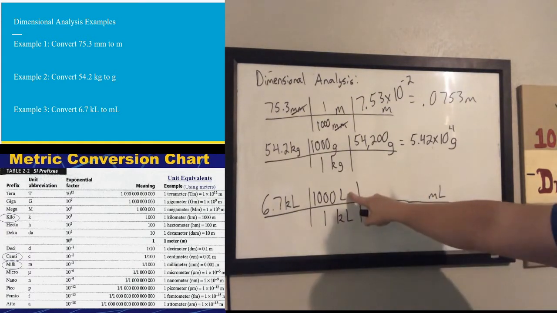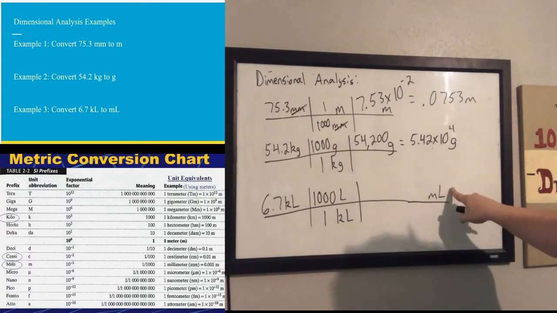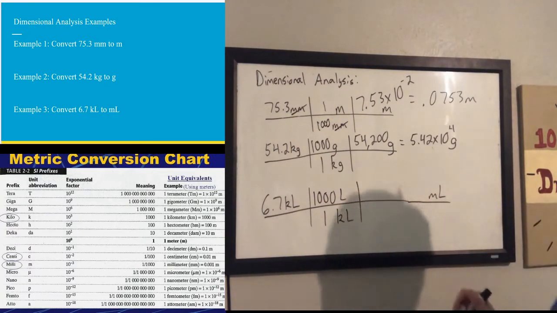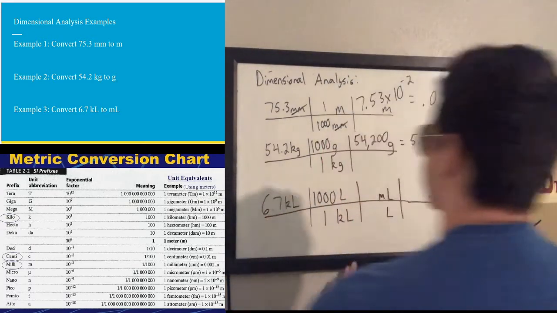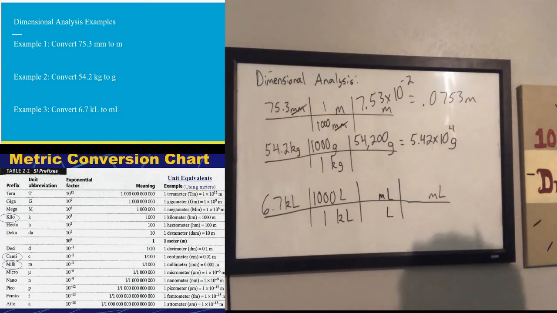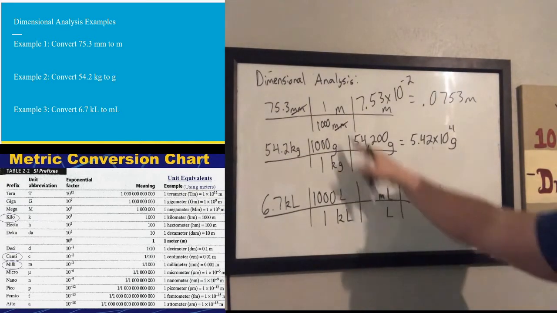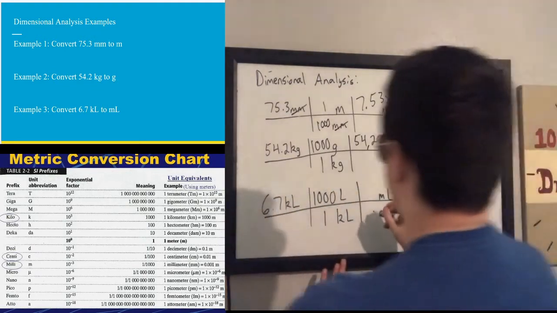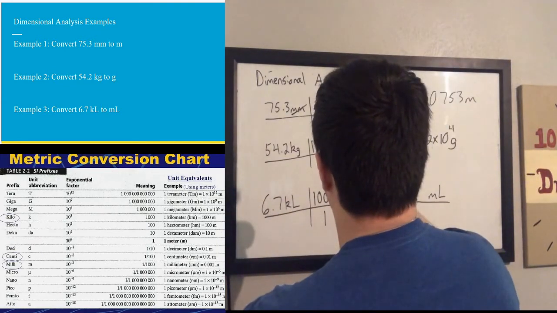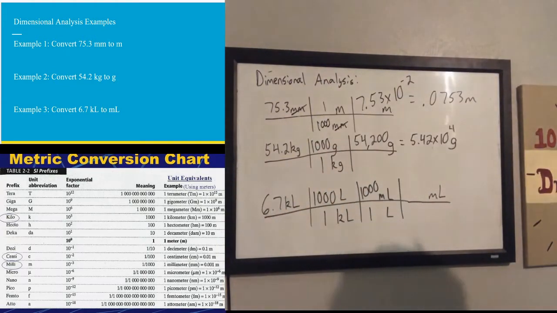But we're not done because this does not match this. So now liters is going to go to the bottom. And milliliters is going to go on top. Now we run into the exact same conversion over here, just flipped, because a liter is bigger, and there's 1,000 milliliters in a liter. So now, milliliters matches milliliters, so we're good to go.